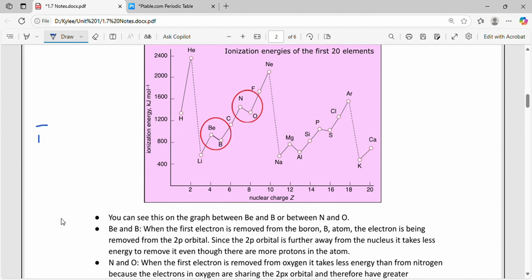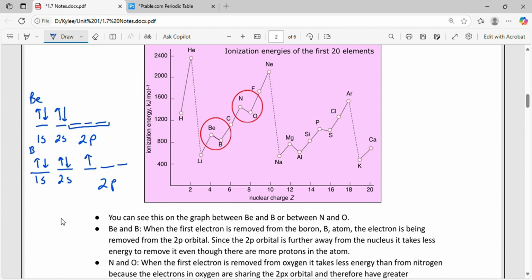So if we look at the electron configuration for beryllium versus boron, beryllium has 4 electrons, so 1, 2, 3, 4. But if I compare that to what we see for boron, so again, this one is beryllium and then this one is boron, what we see here is we've added a 2p orbital. And the 2p orbital is actually a little bit further away, which means that it's going to be easier to remove this electron from boron than it would be to remove that one from beryllium.